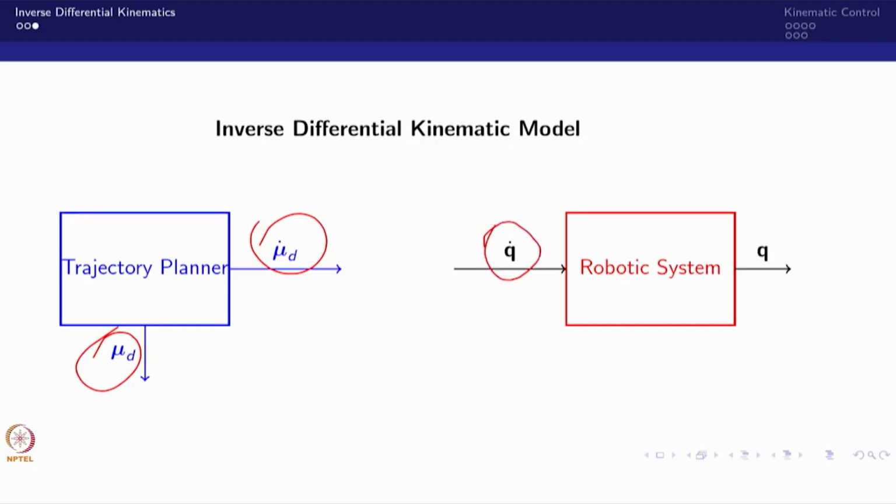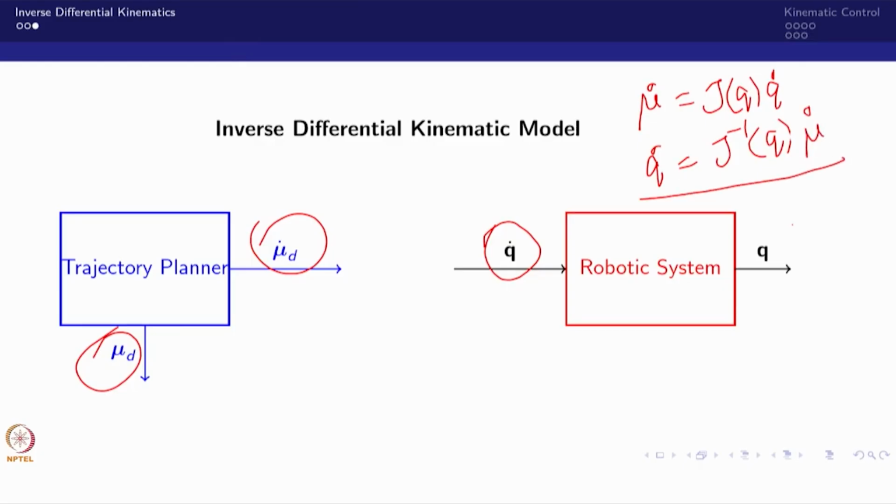For that, what can we use? You know that mu dot is J of q into q dot. So q dot can be written as J inverse of q into mu dot, but here we are thinking about the desired, so this is also desired. Then what we can do is bring in one Jacobian inverse.